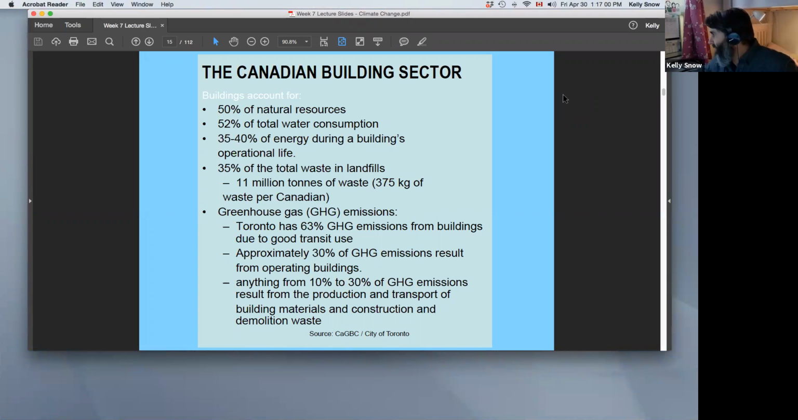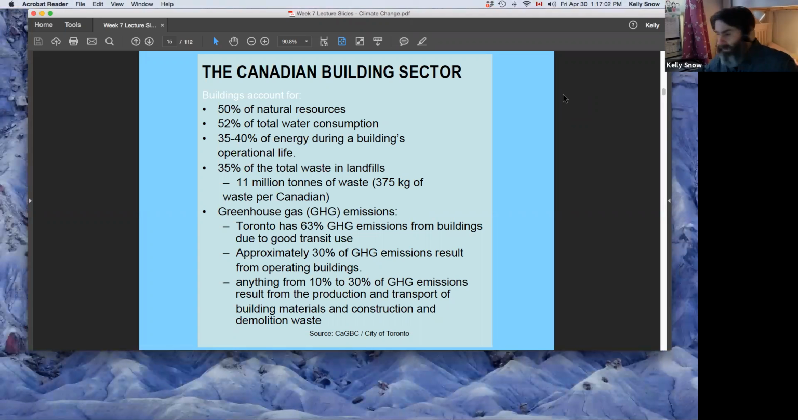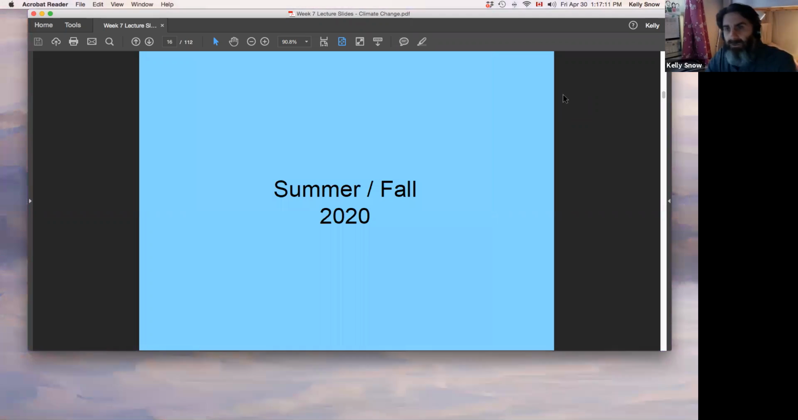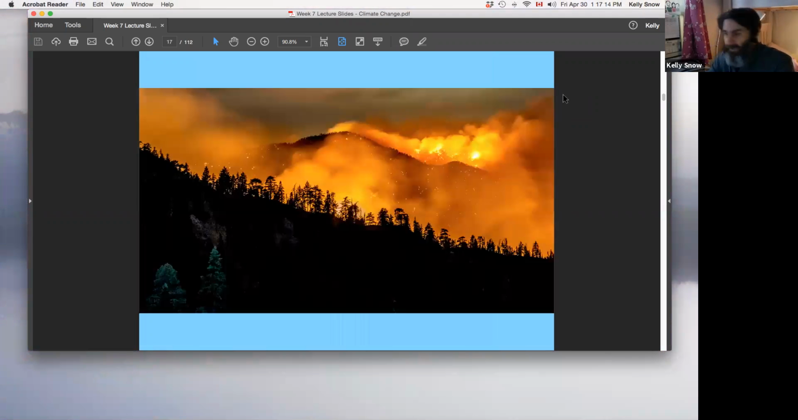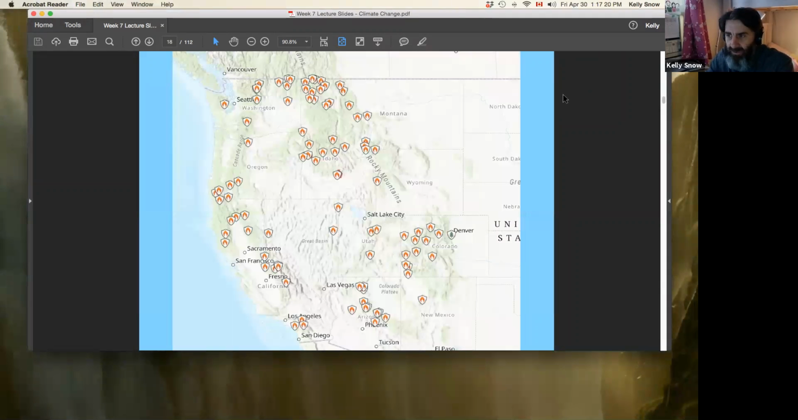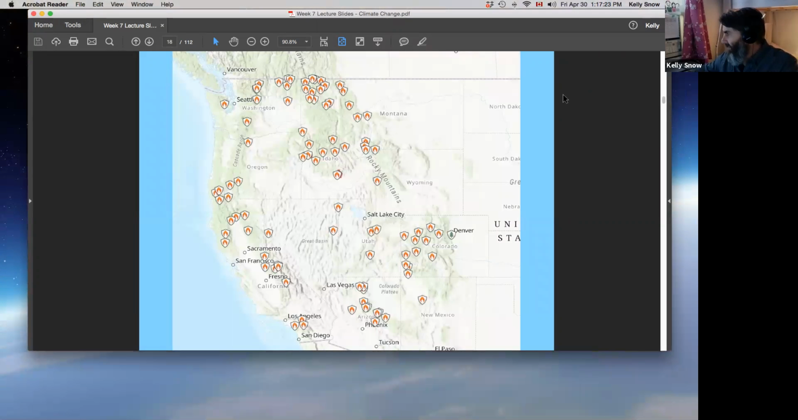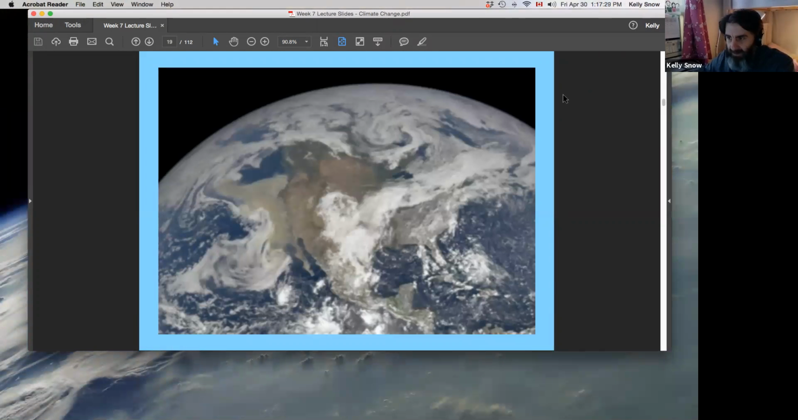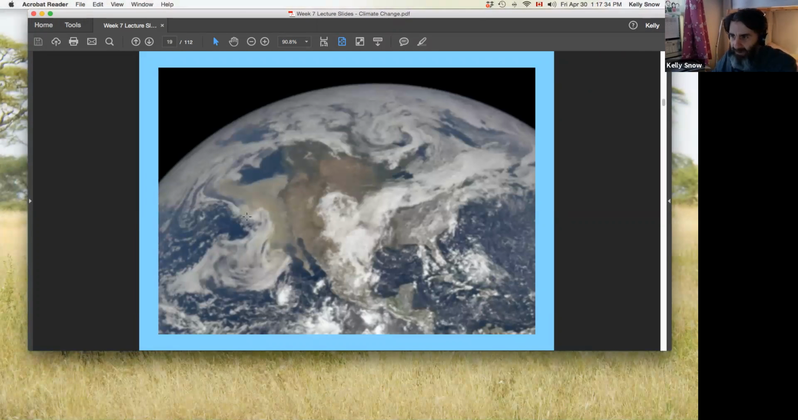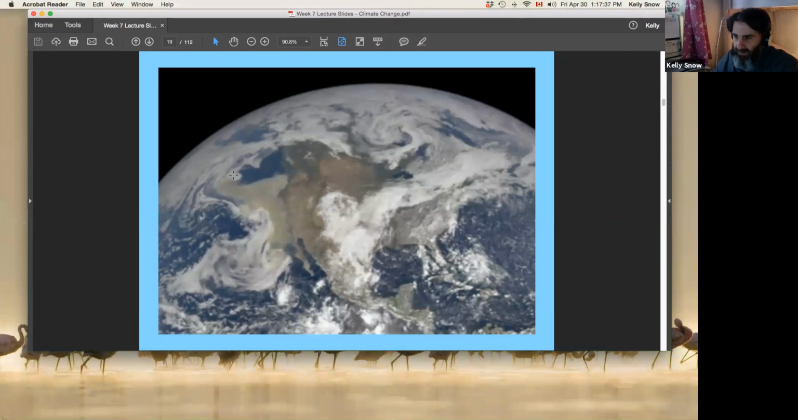So let's look at a couple of examples, some of which you will be familiar with, in terms of overall changes in our climate. We can think about last summer, 2020, when wildfires were consuming California, Oregon, and Washington. This was so significant that you could see it from space. You can see here the plume out over the Pacific. That's a huge, huge cloud, and that's smoke from burning fires.